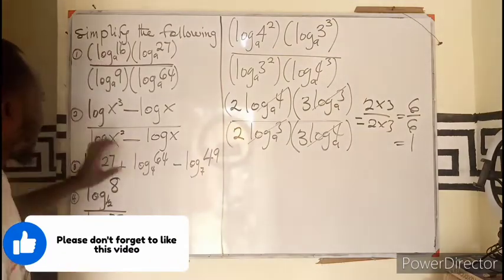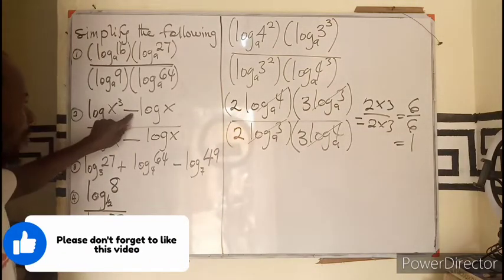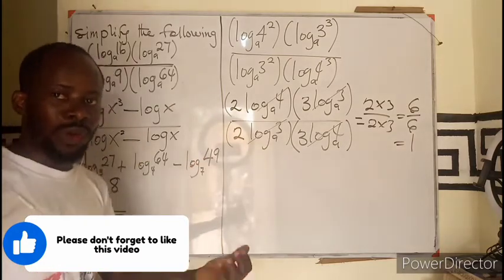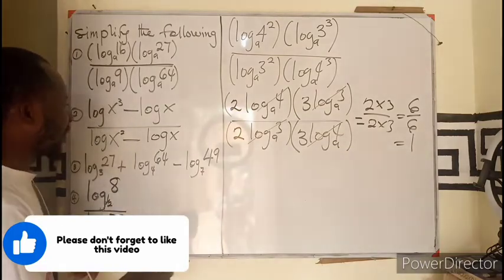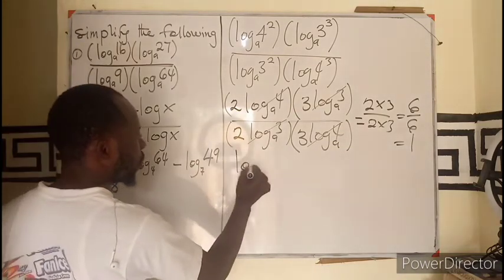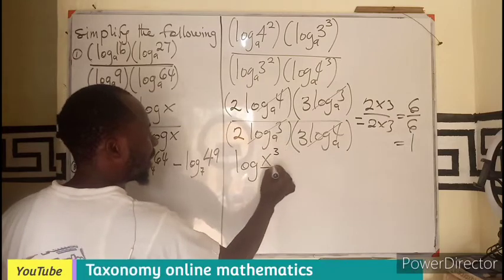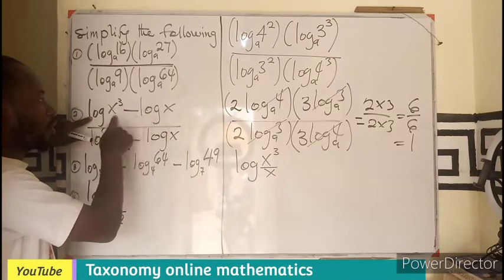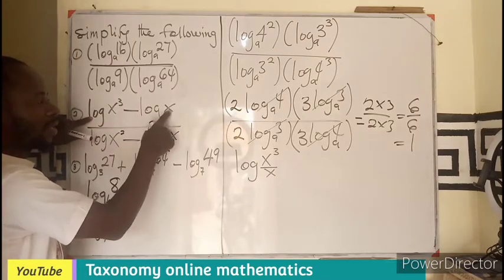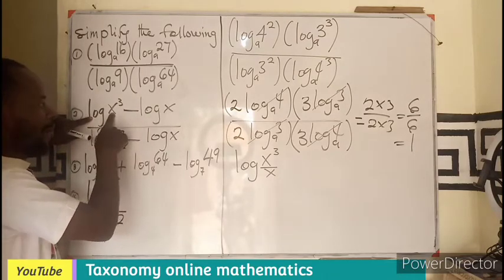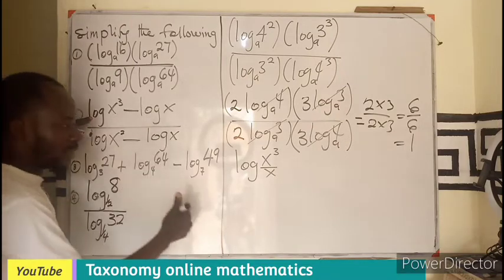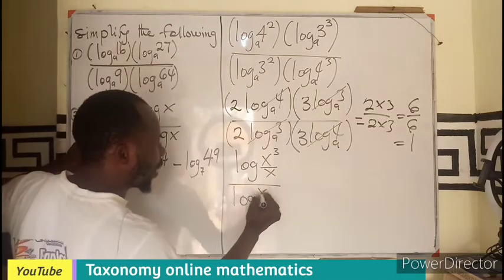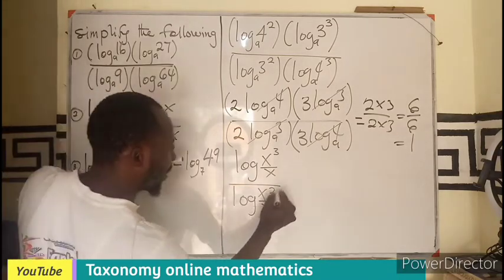Good. Then the second one, this is subtraction. So we can employ the second law, which is the quotient rule. So I can say that this will be log of x exponent 3 divided by x for the numerator here. This is subtraction, so we take the argument and divide the argument. That will be divided by log of x to the power 2 over x.